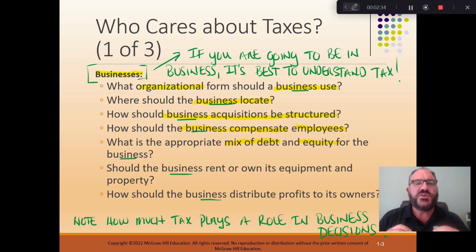I would think you probably know this by now, but debt, if you're borrowing money, interest is tax deductible. There's a limit to it, but it's tax deductible. But equity is not. Equity, paying dividends, is not tax deductible.